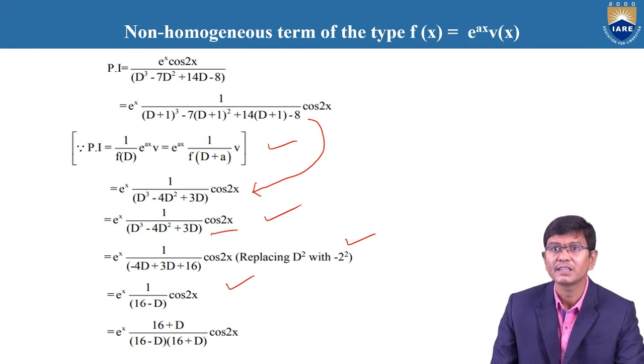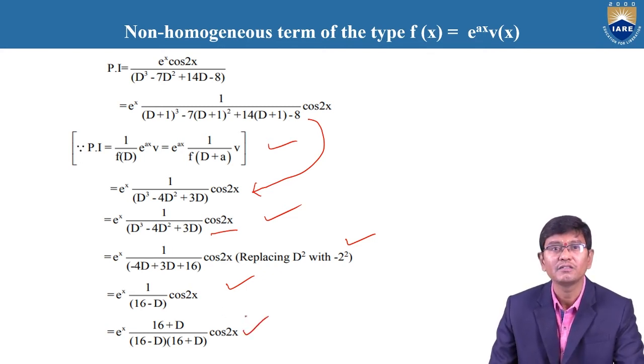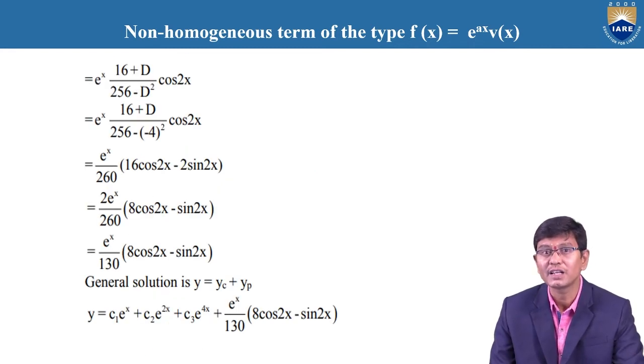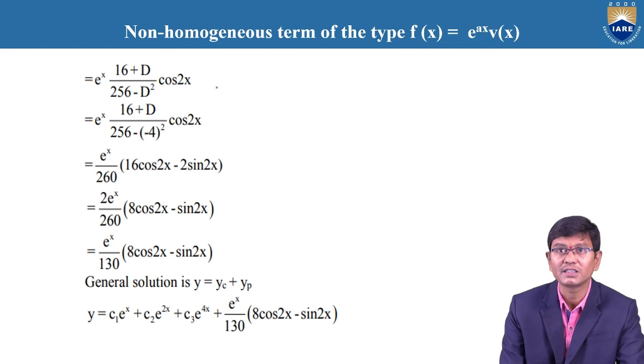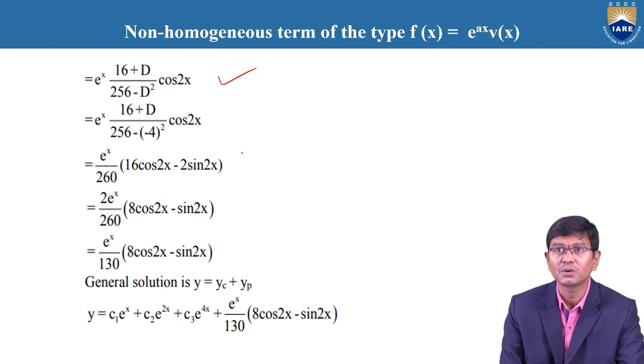Once again, D is available in the second part. Therefore, proceeding further, we rationalize with 16D plus D by 16D plus D. Therefore, e power x into the numerator 16 plus D, and the denominator is a plus b into a minus b. Therefore, 16 whole square minus D square is 256 minus D square, into cos 2x. Once again, we replace D square in the denominator with minus a square, that is minus 2 square, equal to minus 4.